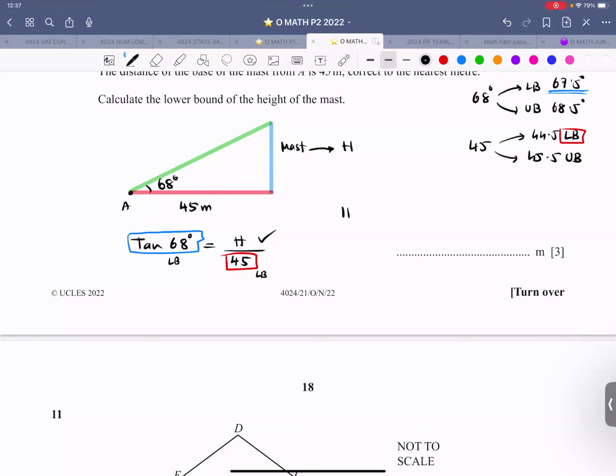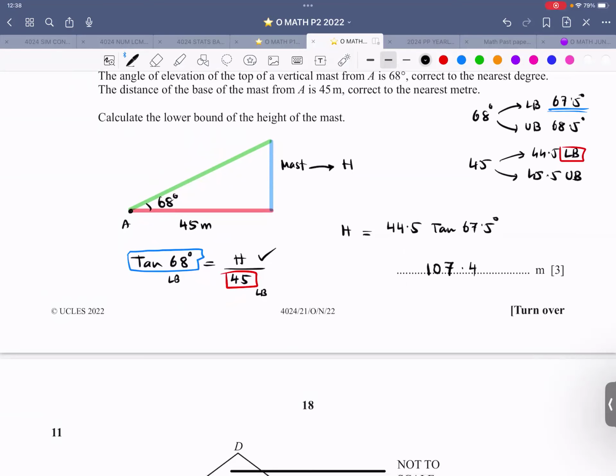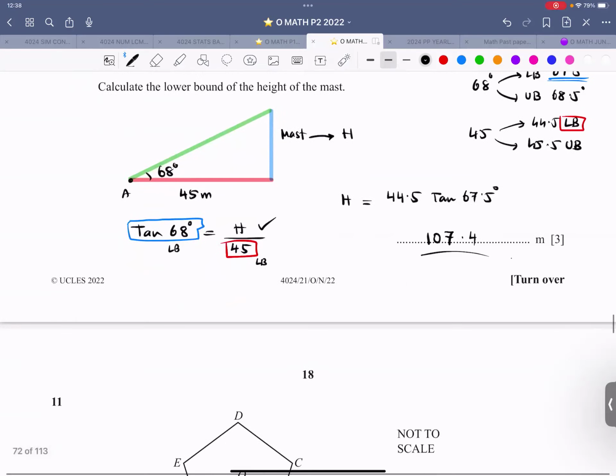That makes more sense. So h is equal to 45 written as 44.5 multiplying with tangent of 67.5 degrees. So let me just evaluate. Tangent of 67.5 comes out to be 2.41 something multiplying with 44.5. This comes out to be 107 point something, so 107.4. This is one decimal place because we are looking for the nearest meter. So that is all good, all clear.